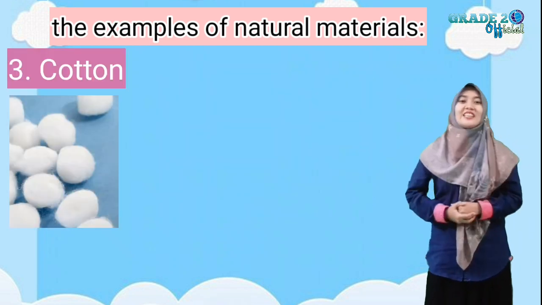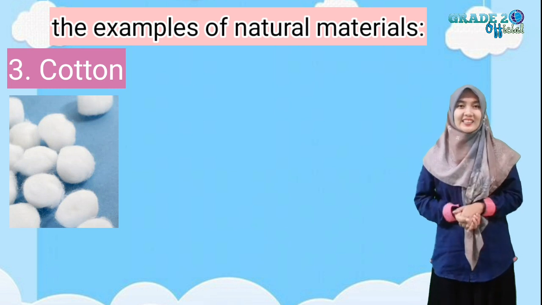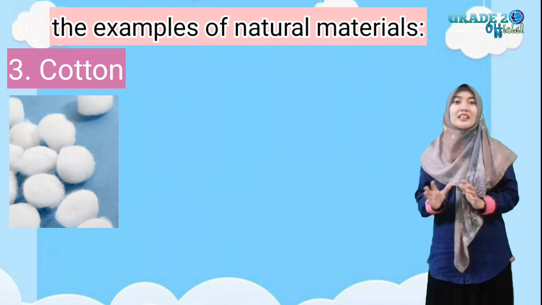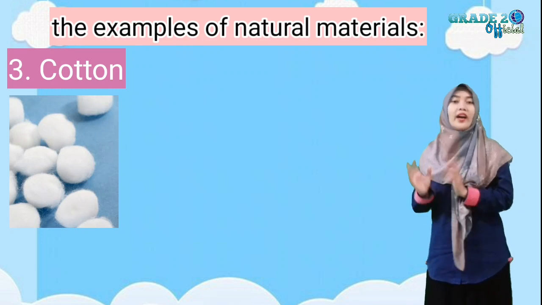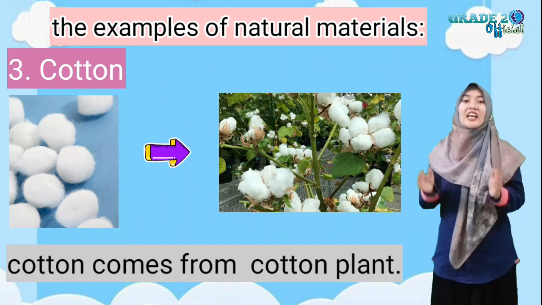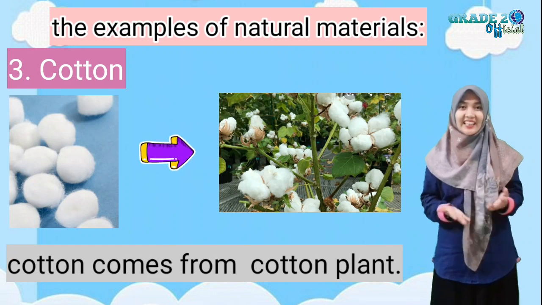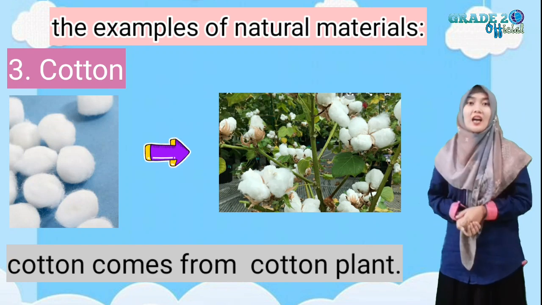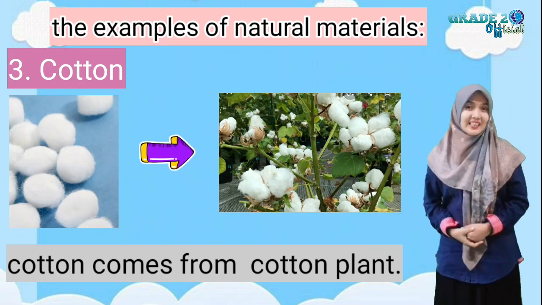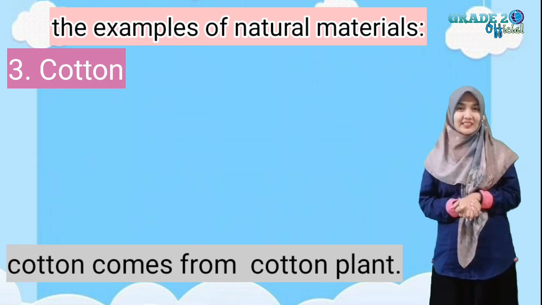The third is cotton. C-O-T-T-O-N. Cotton. Cotton comes from cotton plant. Okay? Cotton comes from cotton plant. Cotton is natural material. Okay?